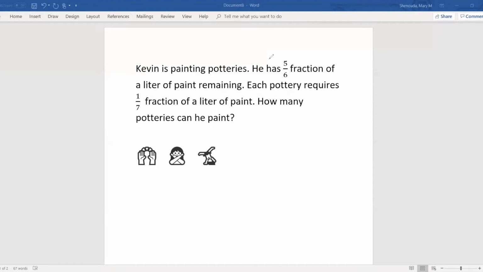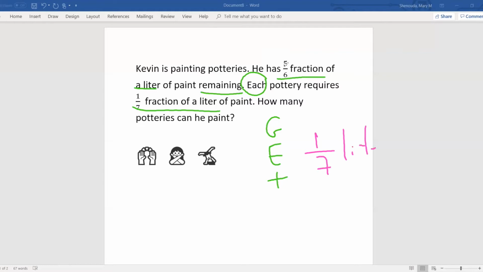To tackle any word problem, the first step is to underline all the important information. I know that I have 5/6 of a liter remaining. Each, which was one of the keywords we talked about in one of our videos, means that I have to use the GET strategy. G, E, T. For each in this case, I'm going to put what each pottery requires, and that's 1/7 of a liter. So 1/7 liter of paint.